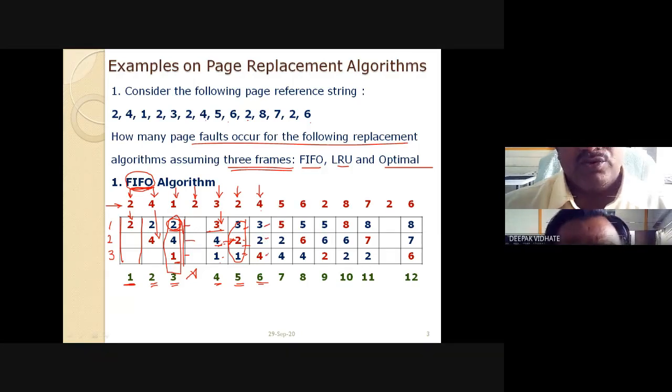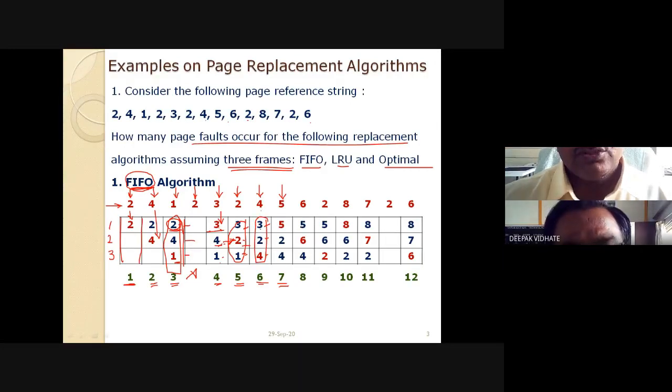3, 2, and 4. Next, see the reference made to page number 5. The page number 5 is not available. The page fault occurs, page fault number 7, and which is to be replaced there? So compare again 3, 2, and 4. Which is the first here? So 3 is first. 3 is earlier as compared to 2 and 4. That's why 3 is replaced, and instead of 3, you are putting 5 here. So you will get here 5, 2, and 4.